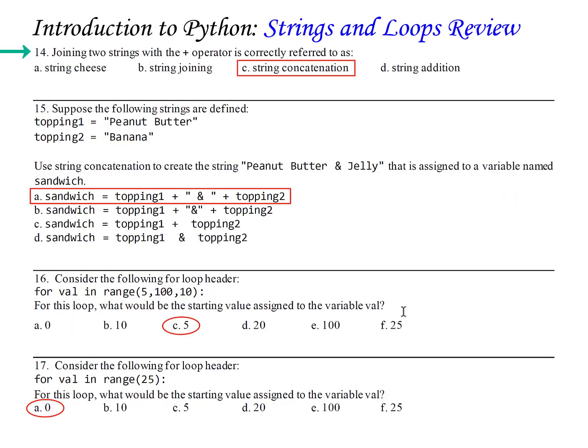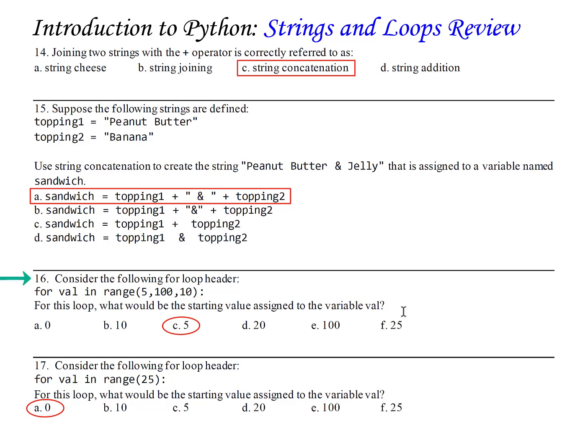14. Joining two strings with the plus operator is correctly referred to as string concatenation. 15. Suppose that you have the following two strings, peanut butter and banana, stored in topping 1, topping 2, respectively. Use string concatenation to create the quote peanut butter and jelly, and then assign that to the variable named sandwich. And notice you have spaces after the R and before the J. That's why B is not correct. So A is the correct answer. Notice it's the concatenation of three strings. One is a literal. Notice the spaces around the ampersand.